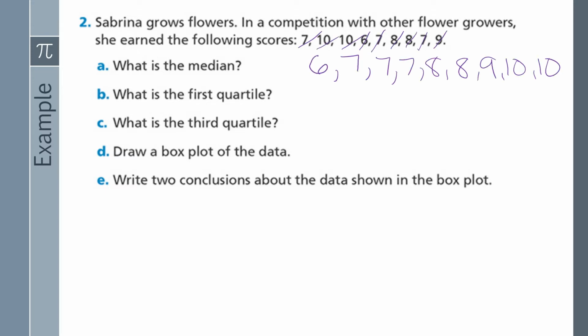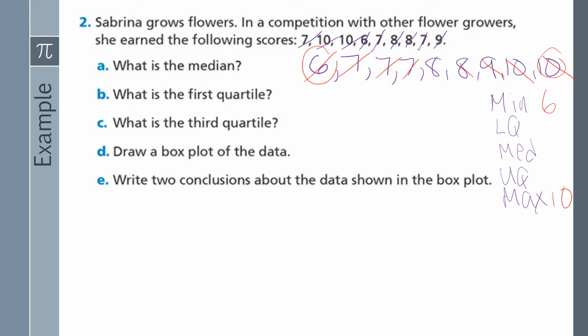So I have my numbers in order from least to greatest, and then I always like to go ahead and just write out my min, LQ, median, UQ, and then max. So I have that out. So my min and my max are easy, 6 and 10. My median, you guys know I go left to right, left, right, left, right, left, right. So my median is going to be 8.